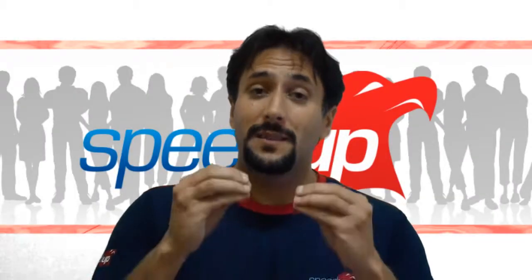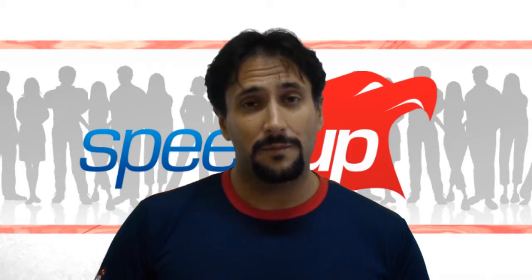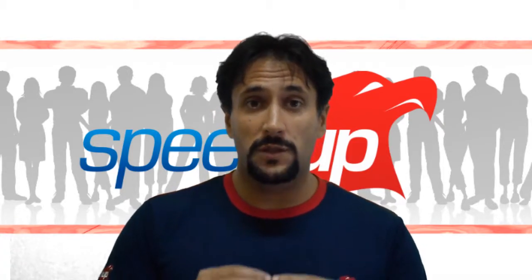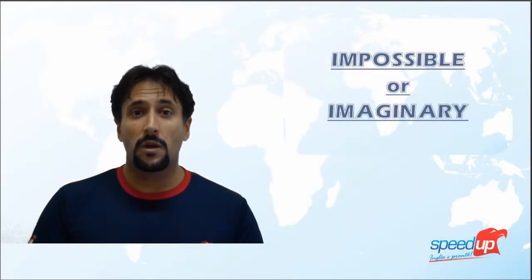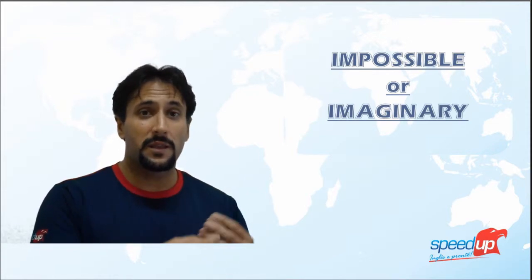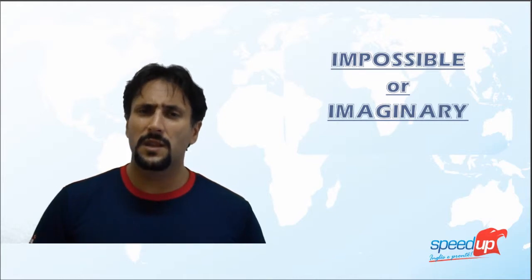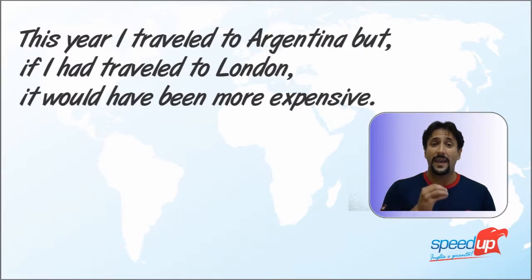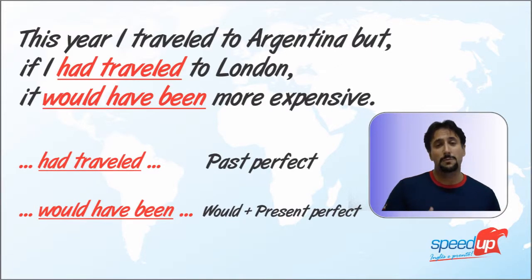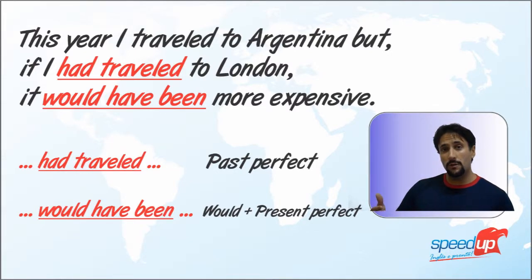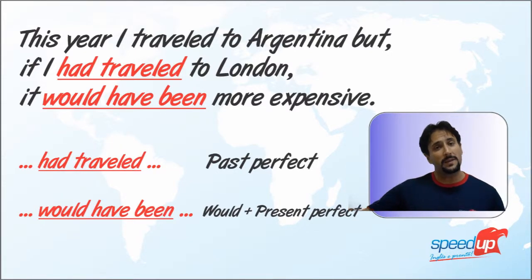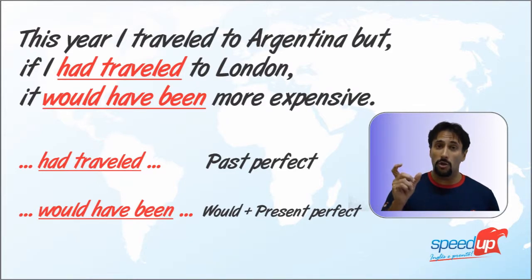Did you understand the times of verbs of this example? It's very important for you to use this structure only when you want to talk about things that could have been different if you'd done something different in the past. Let's listen to the example again. If I had gone to London, you use the past perfect. And in the conclusion, you use would have been more expensive. So you use the conditional would plus the present perfect.